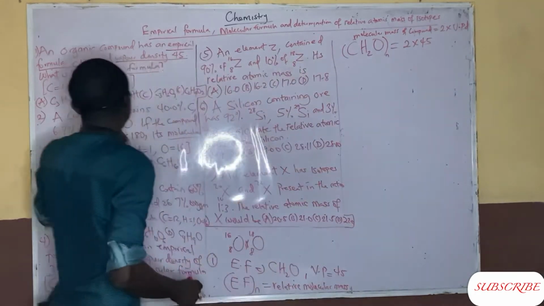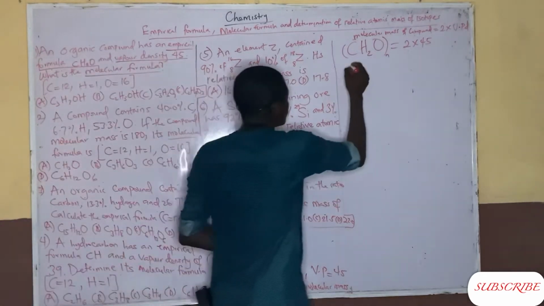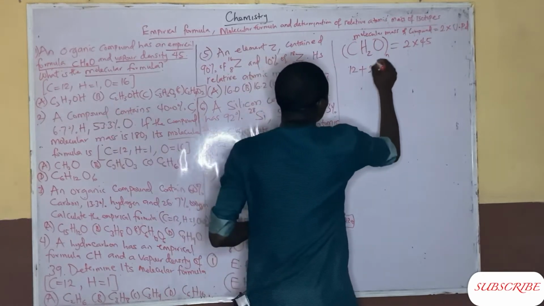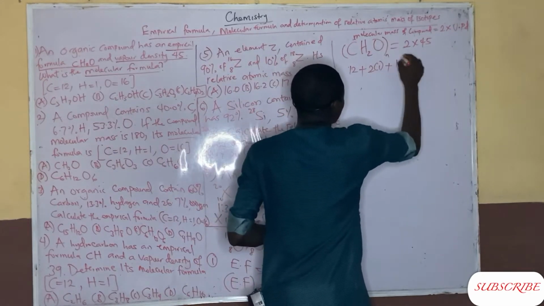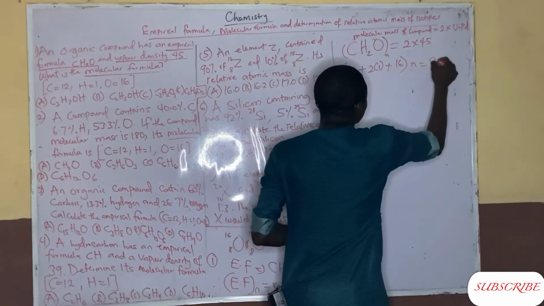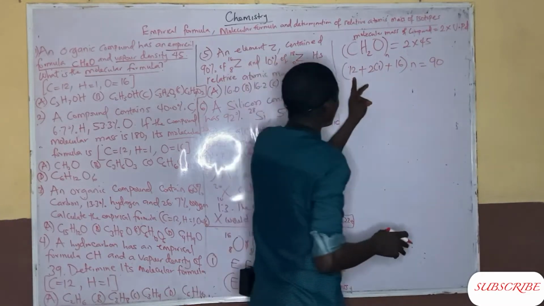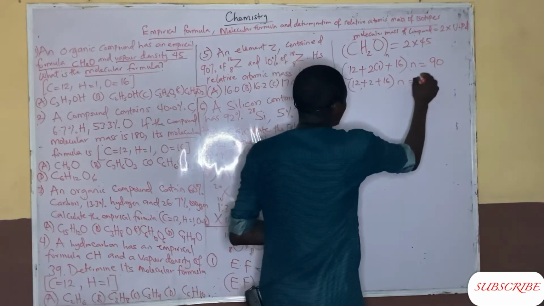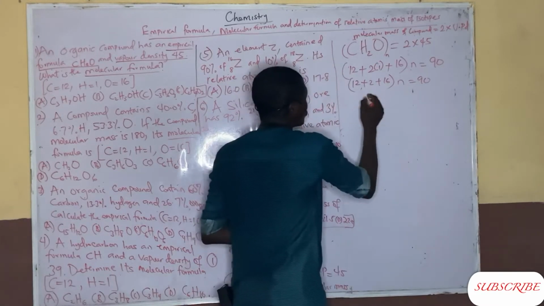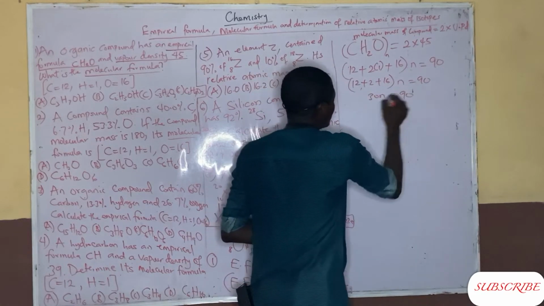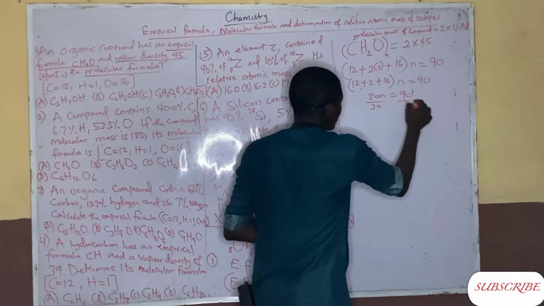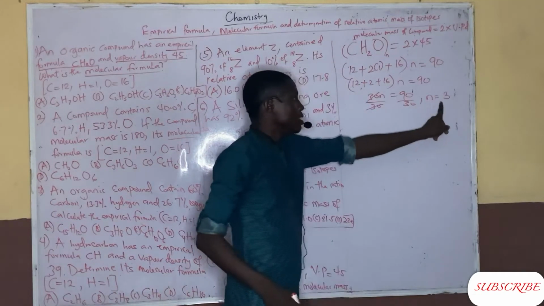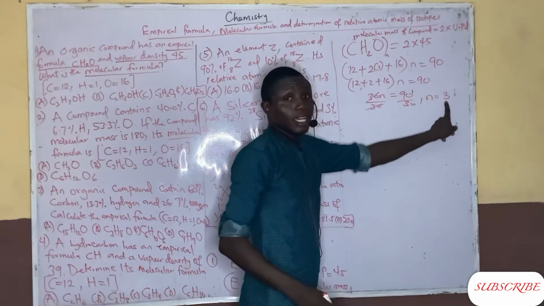Now what is our C? The atomic mass of C is 12, plus the atomic mass of hydrogen, which is 1, so in bracket 1 plus 16, into bracket N, equal to 90. Now, what do you get? You have 12 plus 2 plus 16, into bracket N, equal to 90. When you add this together, you have 30N equal to 90. Divide both sides by 30. So 30 cancels out, and N is equal to 3. So the N here is 3.